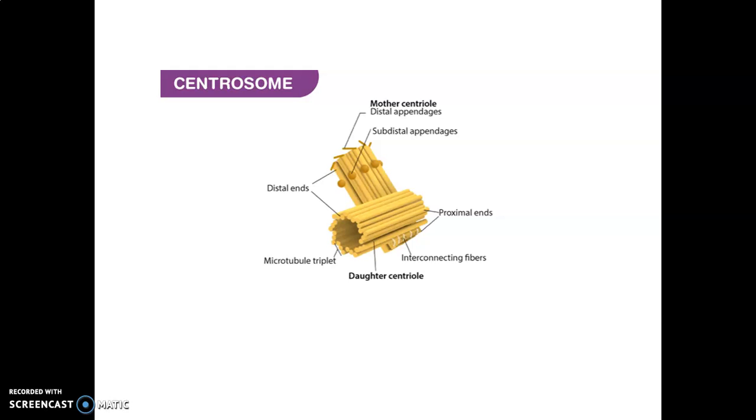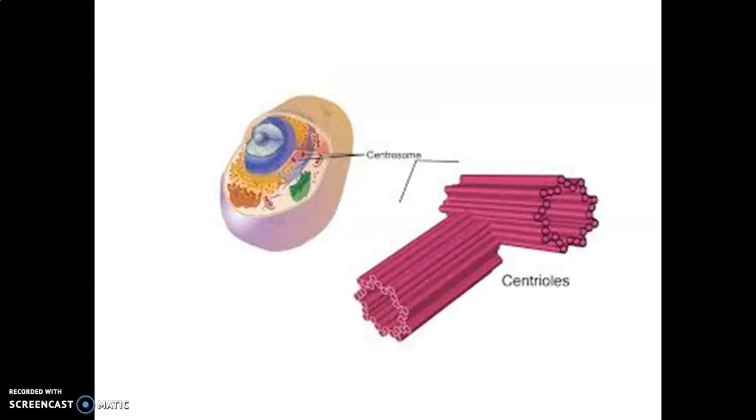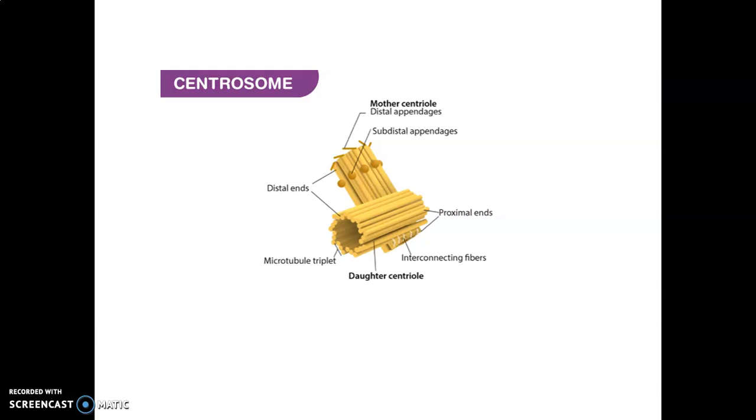Next part is centrosome and centriole. First of all, let's discuss centrosome. It's an organelle usually containing 2 cylindrical structures called centrioles. They are surrounded by amorphous pericentriolar material.